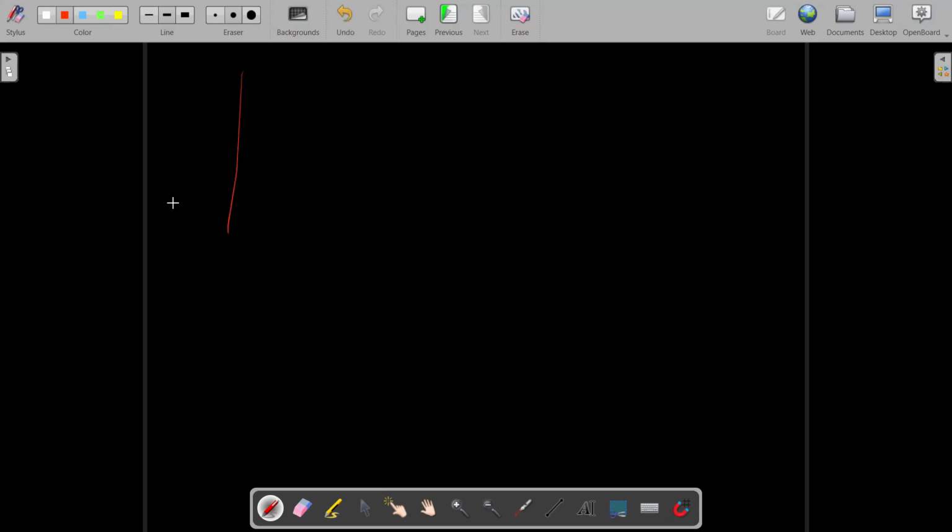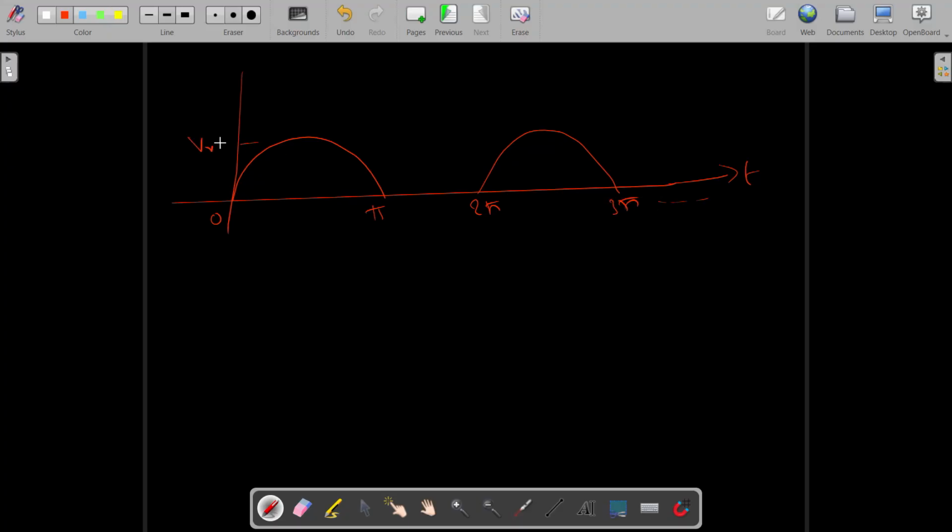What if I place the same signal, but change the time axis? Let us say instead of 1, this is 0, this is pi, this is 2 pi, and this is 3 pi, and so on, and this is Vm. This is now x of t. This is the next question: what is the average value of x of t in this case?